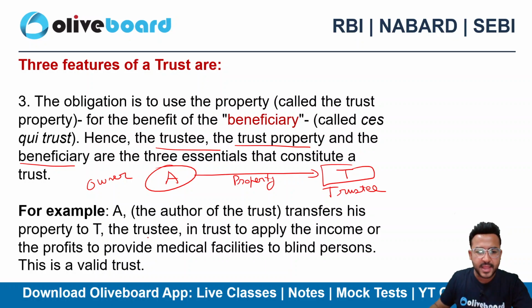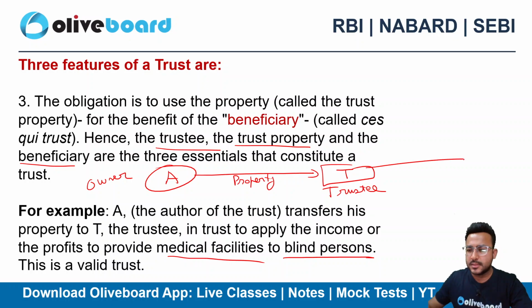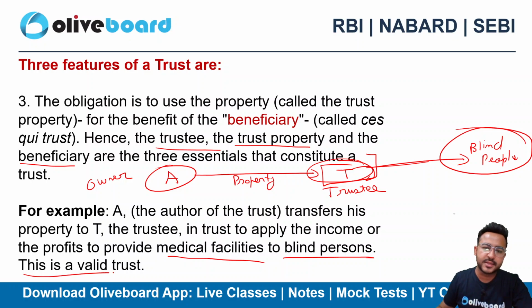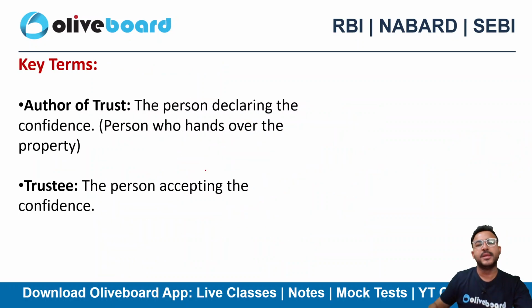Now in trust to apply income or profit to provide medical facility to blind persons, what is the actual aim of A? Is to provide benefit to blind people. So he has handed over this property to Mr. T, who is a trustee, and now the trustee is responsible for this particular facility. Okay. Now this is a valid trust. We have a property. The owner has transferred the property to the trustee for the benefit of blind people. This is how the concept of trust works.